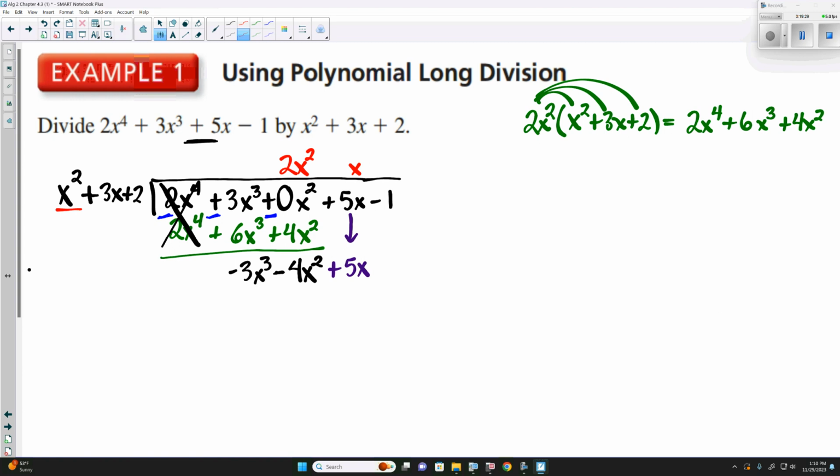At this point here, we're going to repeat the process. We're going to need to see what times x squared gives us negative 3x cubed. Well, we already know one of the terms. It's going to be x, yes? Because x times x squared would indeed give us x cubed. But we need one other term, because the number in front of our x squared is 1. So 1 times 1 is negative 3. Negative 3. So what we have to multiply our x squared by to give us negative 3x cubed was negative 3x.